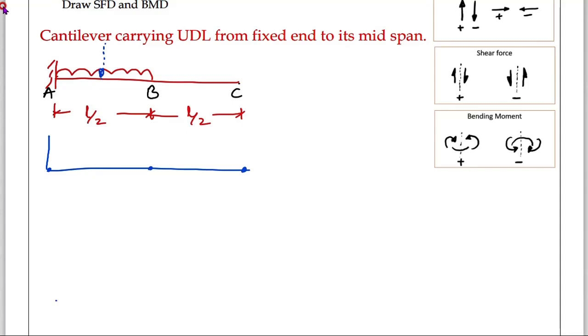This dotted point load is W, therefore W into L by 2. This is W into L by 2. And variation is straight variation. This is SFD. Okay, you write it down here.